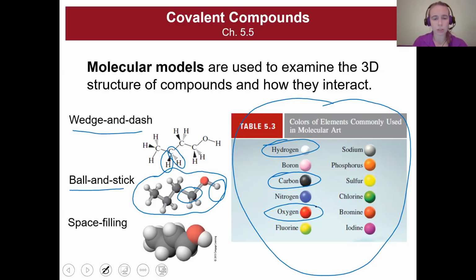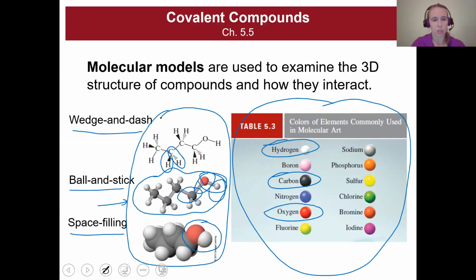And oxygen is usually always red. So we've got some oxygens, carbons, and hydrogens in this ball and stick model. And the sticks represent the bonds between the atoms. So this is a molecular compound that has many different bonds between carbon atoms, carbon and hydrogen atoms, and carbon and oxygen atoms. And then one little bond between an oxygen and a hydrogen on the end here. And that's the ball and stick model. And then we also have something called the space filling model. This is the same molecule for all three representations, actually.